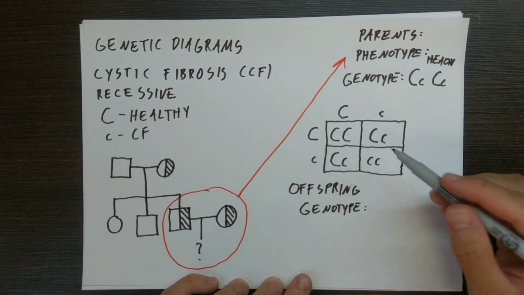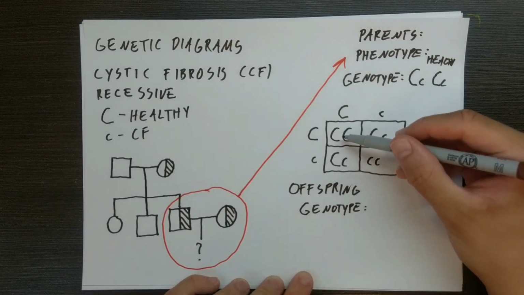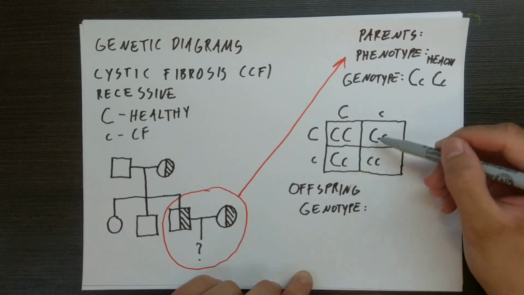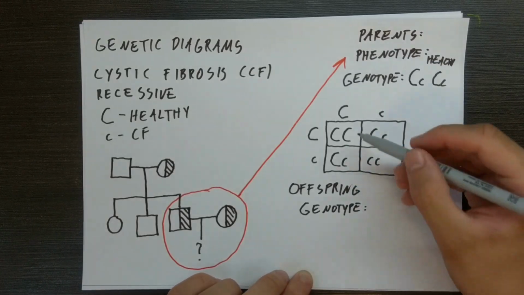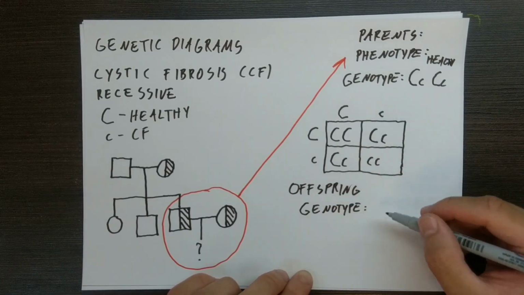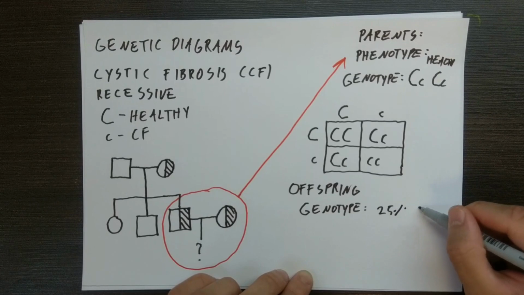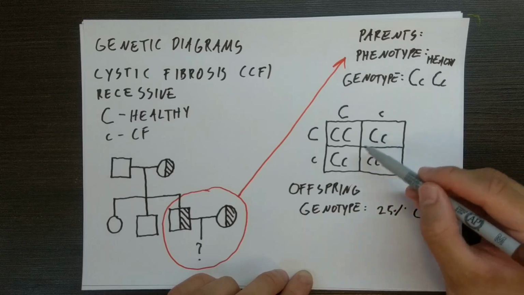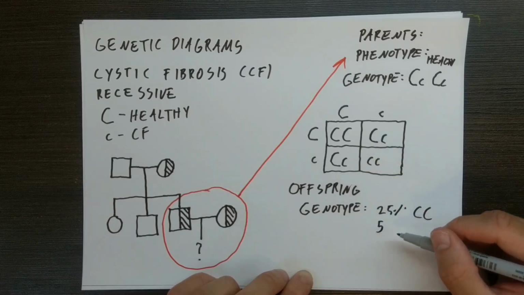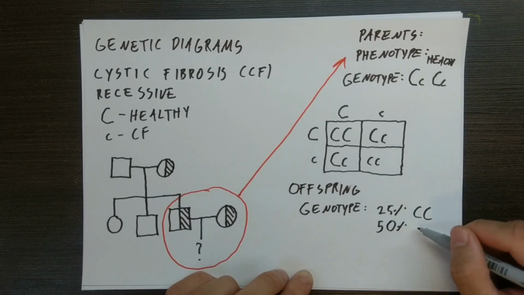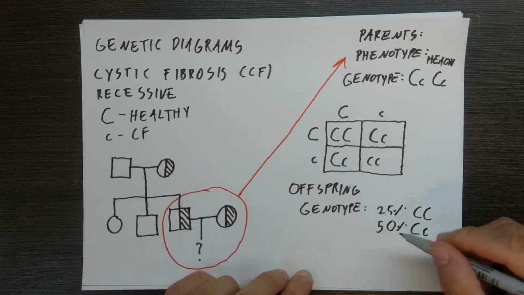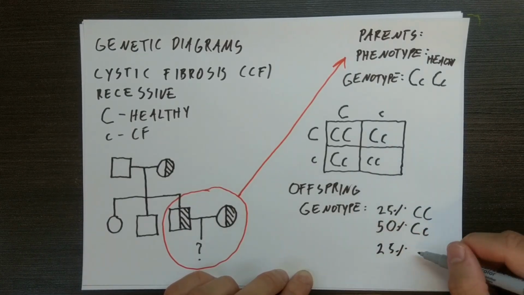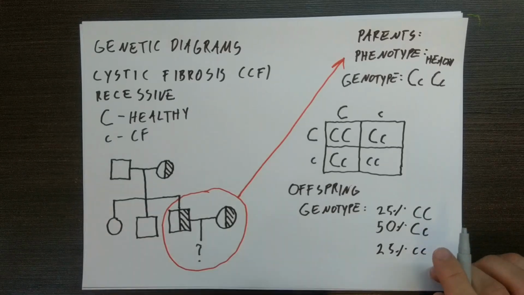What's the genotype split here? Now, let's see. We have one homozygous dominant, one homozygous recessive, and 2 heterozygous. So out of 4, 1 here is 25% of 2 capital C's, 50% of the heterozygous, capital C and lowercase c, and 25% of lowercase c's. Okay, so that is their genotype.